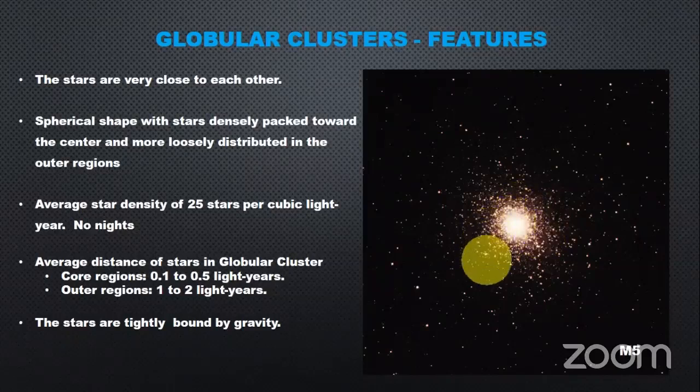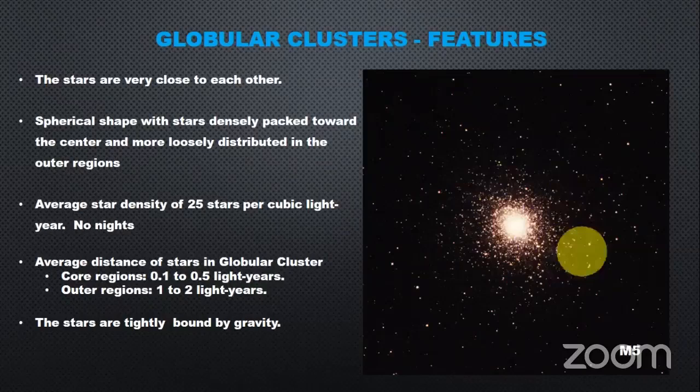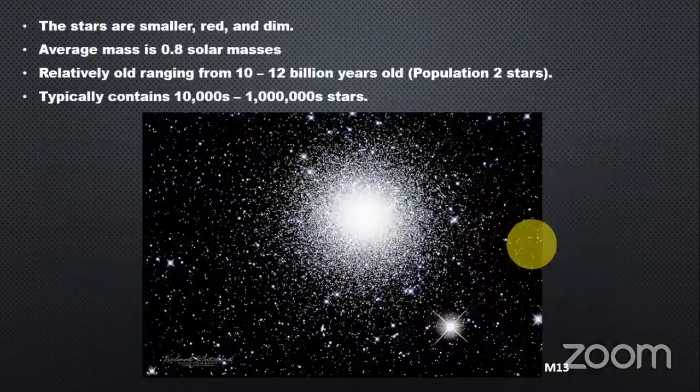Now, if you want to know the distance from one star to the other, measured from the core, the distance is about 0.1 to 0.5 light year within the cluster. But the outer region is about 1 to 2 light years. So the stars are tightly bound by gravity, and they do not interact much because of their location.